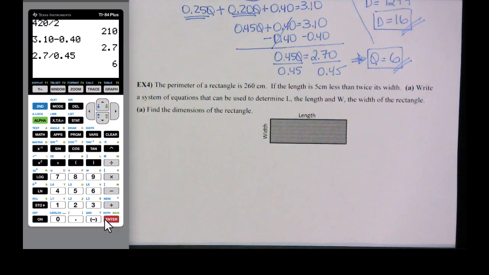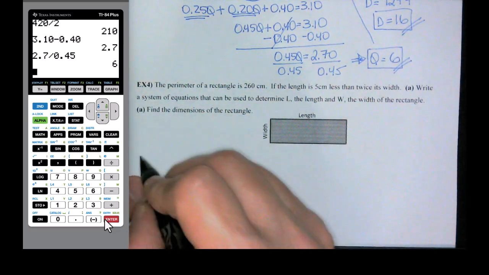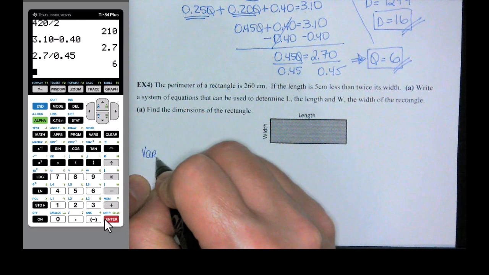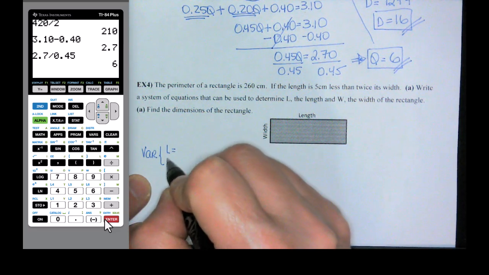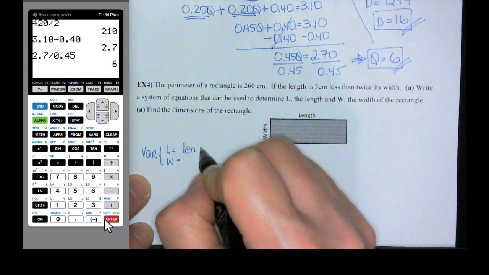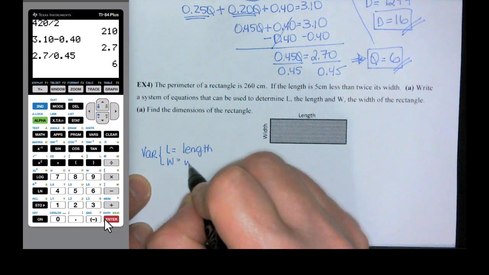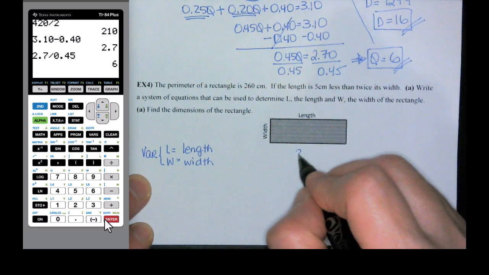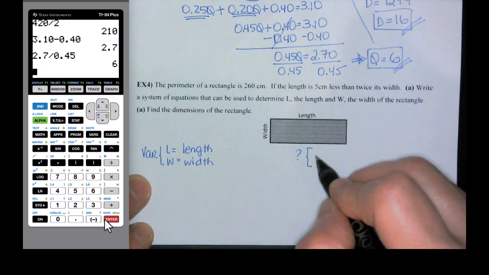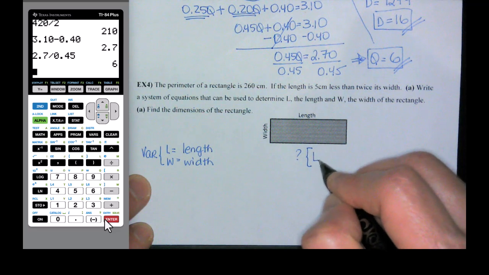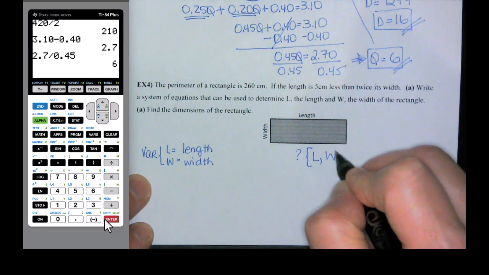The next problem says the perimeter of a rectangle is 260 centimeters. If the length is 5 centimeters less than twice its width, write a system of equations that can be used to determine L the length and W the width. Find the dimensions of the rectangle. So right there, we know that the variables are L and W, L being the length and W being the width. And the question is to find the dimensions of the rectangle. So then we're looking for L and W.